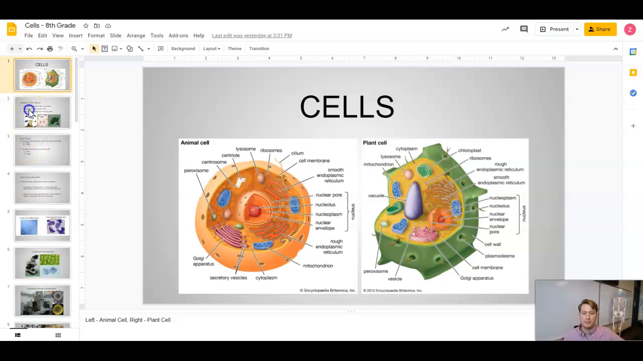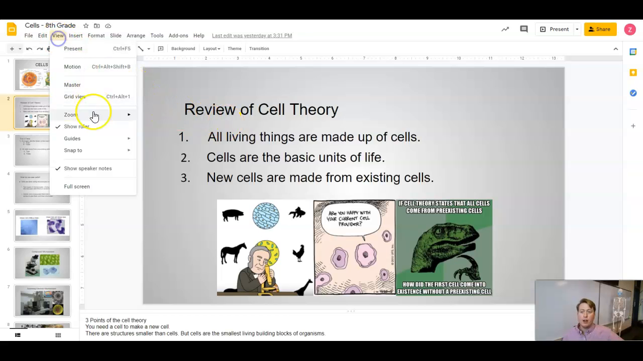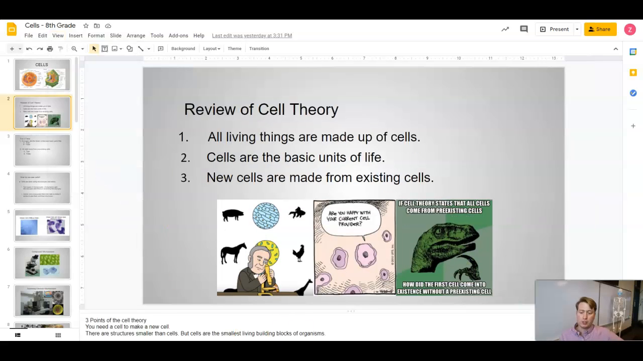So let's get started. In a little review of cell theory, you need to remember that all living things are made up of cells. And cells are the basic units of life, and new cells are always made from existing cells. And on my PowerPoints, if you haven't already done it, I'd like you to click View and turn on Speaker's Notes, and you'll see some additional notes that go with the PowerPoint that I think it's important that you know.